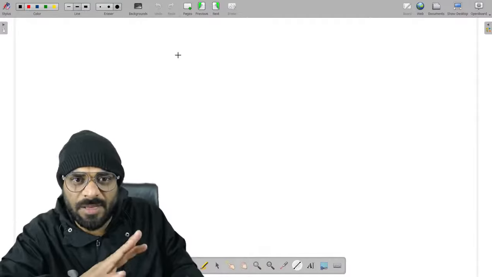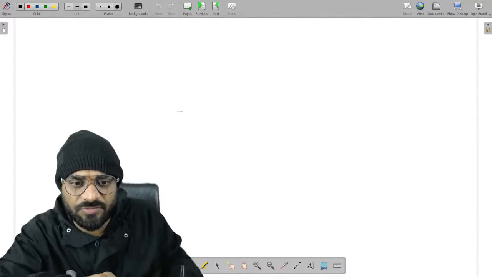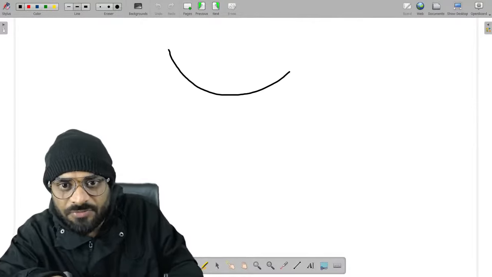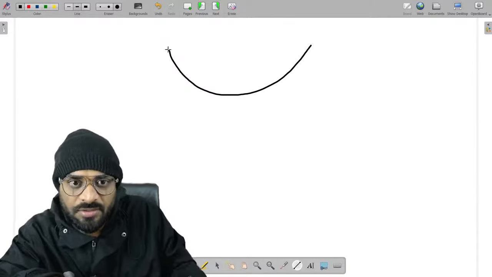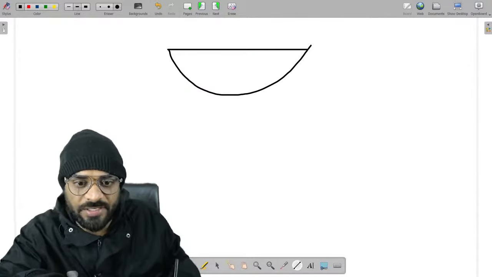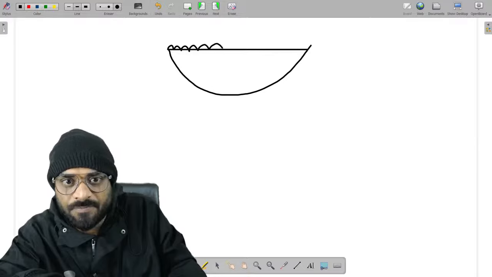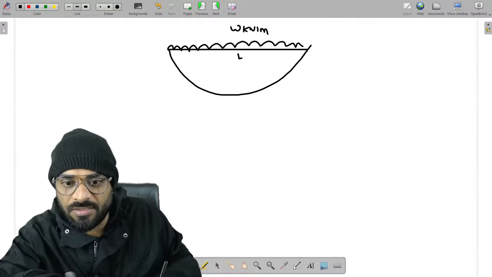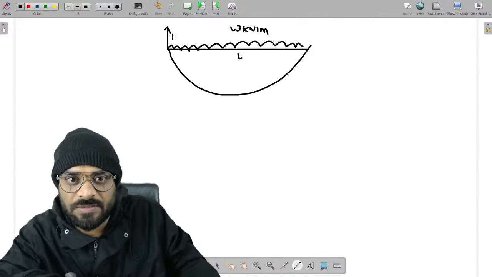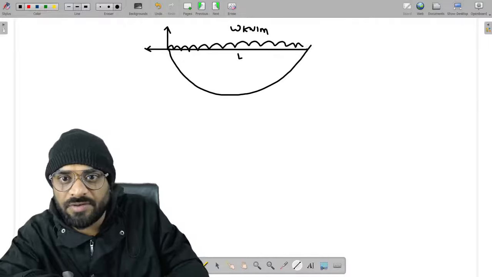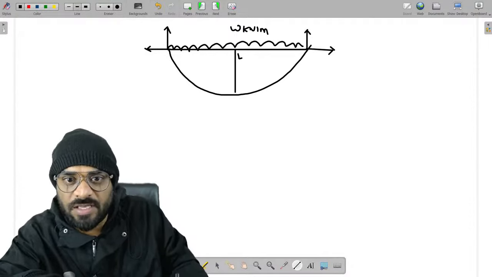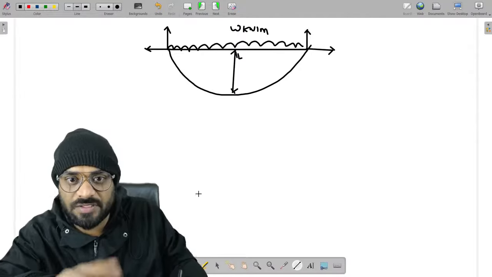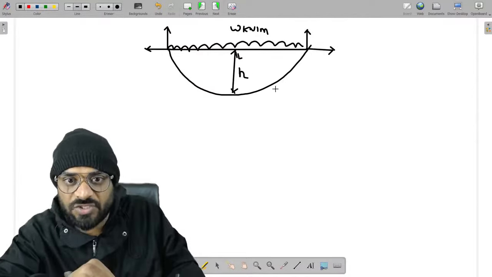Now please remember certain conditions guys in case of cable also. Let us suppose we have a parabolic cable and a UDL is placed on the entire span, W kilonewton per meter, right, and this length is L. Now guys, in this particular case we have reactions which should be like this, and this is basically our dip. This is known as dip. This one is H, right?